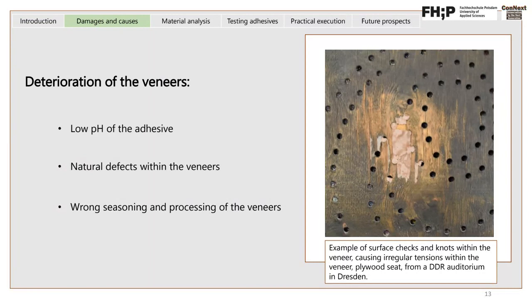Aging and decline of the quality within the veneers can be caused and accelerated by a low pH of the adhesive, as well as natural defects such as knots and compression wood, for example. They can cause irregular tension, which in turn can also lead to delamination and splitting of the veneers.